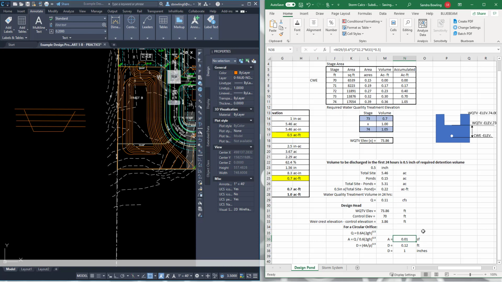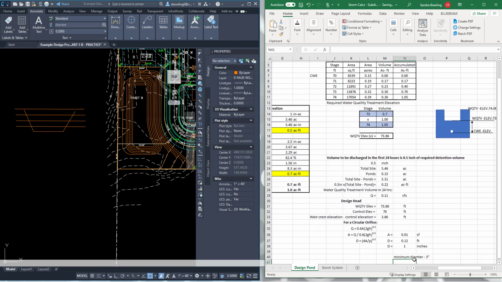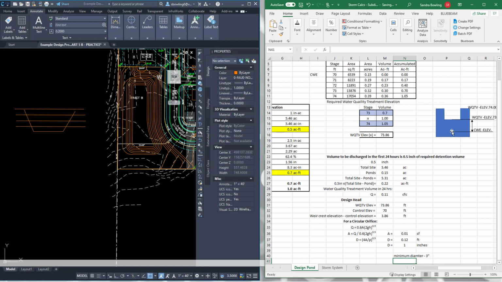And if I looked at the area, and this is a formula of a circular orifice, I have to figure out the diameter. The area of a circle is pi r squared. So I'm looking for the diameter, so I rewrite this equation. So it says, based on this, my diameter is only 1 inch. But the rule is the minimum diameter that you're allowed to have for clogging purposes, because anything less than 3 inches clogs, is 3 inches. So this hole has to be 3 inches.